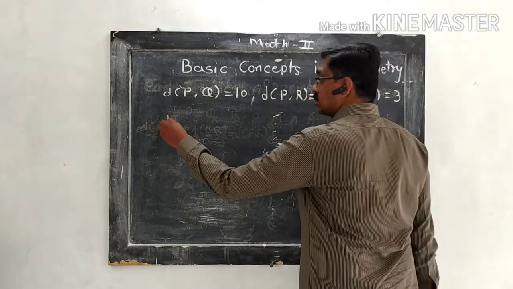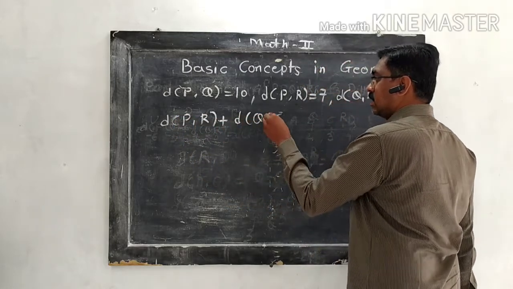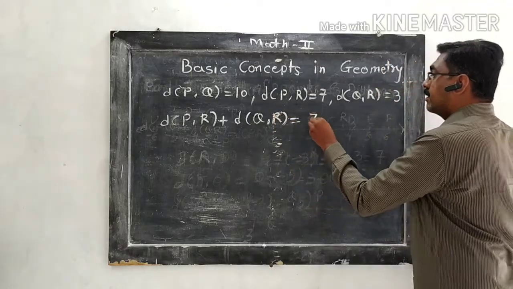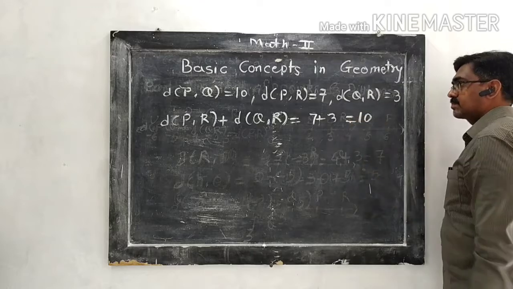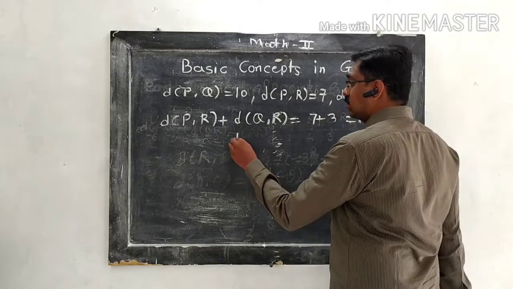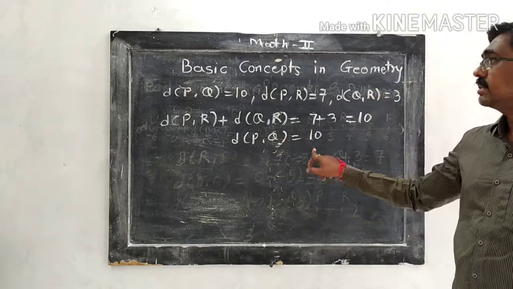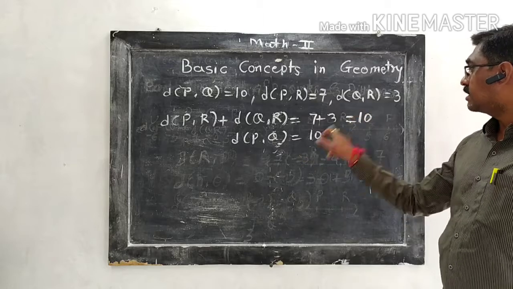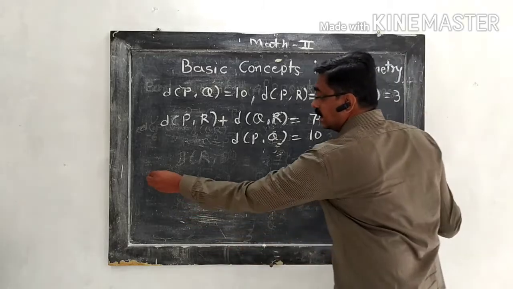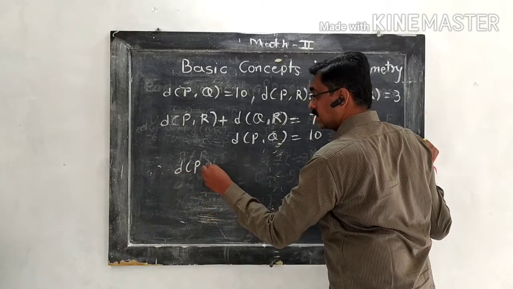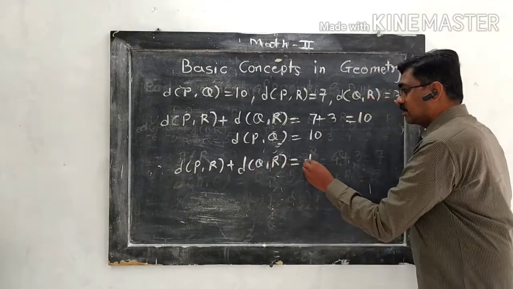So let's take distance PR plus distance QR. That is 7 plus 3, and that equals 10, which is also equal to distance PQ. Distance PQ is given as 10. So from this, the RHS is the same as the LHS. So what we can say here is distance PR plus distance QR equals distance PQ.